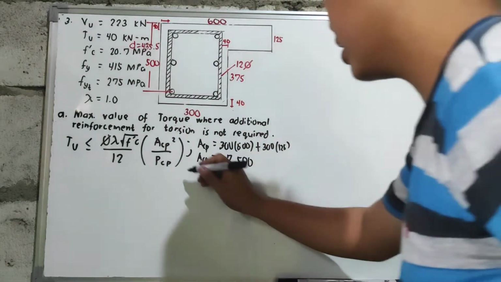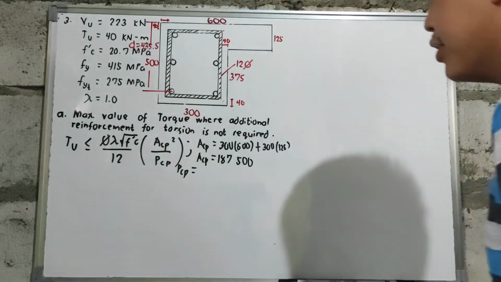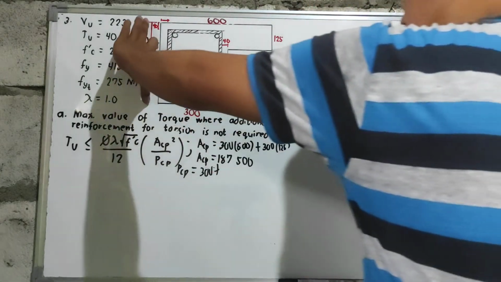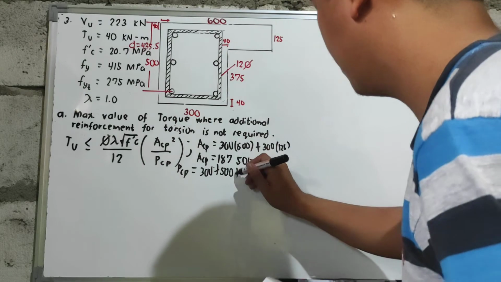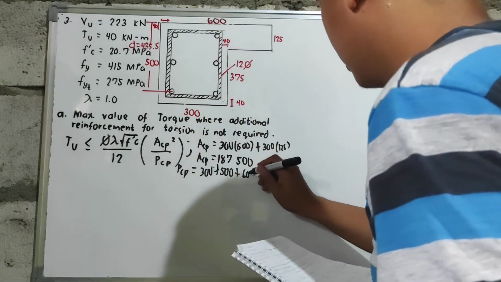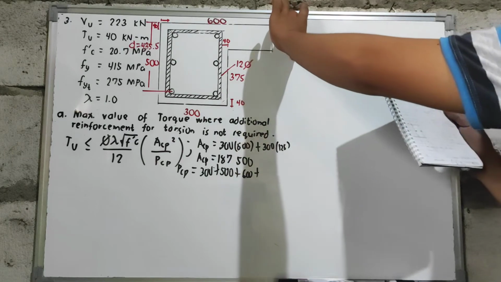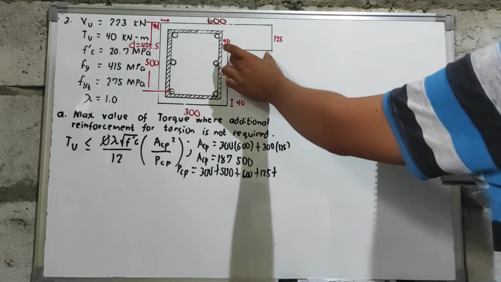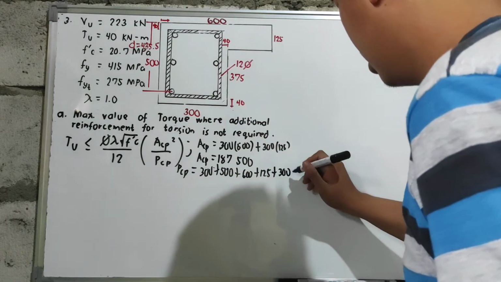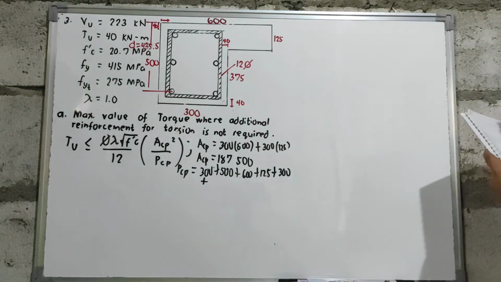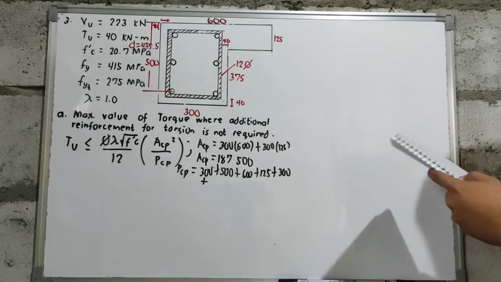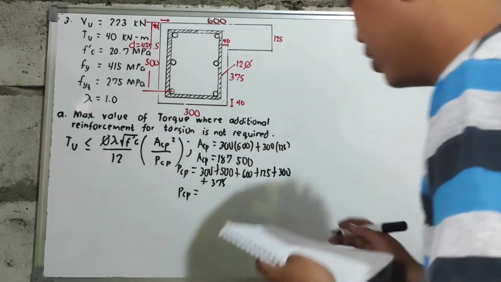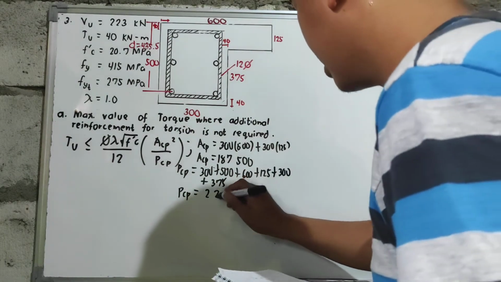Then next, let us calculate the value of your perimeter. So how is that? This will be 300 plus 500 plus 600 plus 125 plus this one, 300, plus the last one, that is equal to 375. So you have a value of your perimeter which is now equal to 2,200.